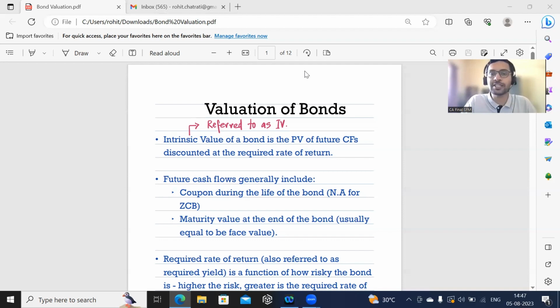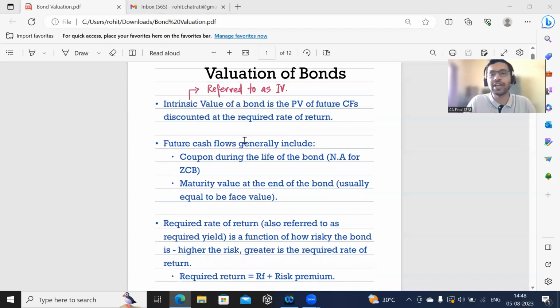Now, why are we doing a present value? Because you are not receiving the coupon tomorrow. You will be receiving coupon 1 year later or 2 years later or 3 years later. Similarly, you will receive the face value or the maturity value not tomorrow, but after the maturity of the bond, which is say 3 years from now. Therefore, there is a need for discounting, and the intrinsic value is the present value of all these future cash flows. Now, when the concept of discounting comes, we need to find a discount rate as well.